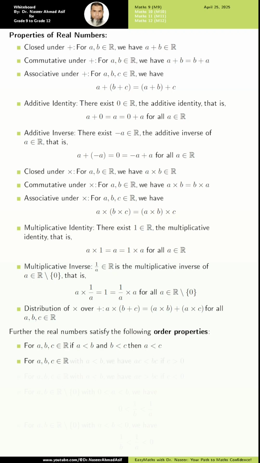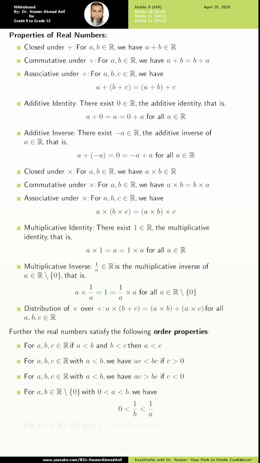For a, b, c belong to R, with a is less than b, we have ac is less than bc if c is positive. For a, b, c belong to R, with a is less than b, we have ac is greater than bc if c is negative. For a, b belong to R other than 0, with 0 is less than a is less than b, we have 0 is less than 1 over b is less than 1 over a. For a, b belong to R other than 0, with a is less than b is less than 0, we have 1 over b is less than 1 over a is less than 0.